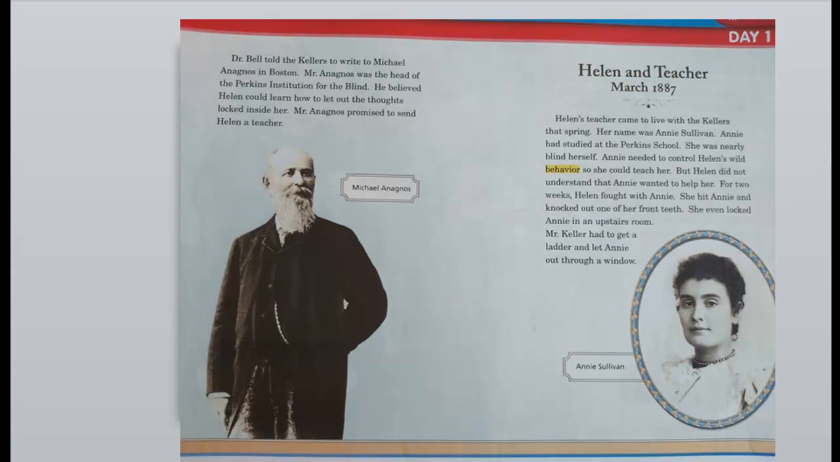For 2 whole weeks, Helen fought with Annie. She knocked out one of Annie's front teeth. She even locked Annie in an upstairs room. Mr. Keller had to get a ladder and let Annie out through the window. Can you imagine how wild the girl was? She was too upset and too afraid. She needed someone to take her hand to the bright side as she was drowning in darkness, right?